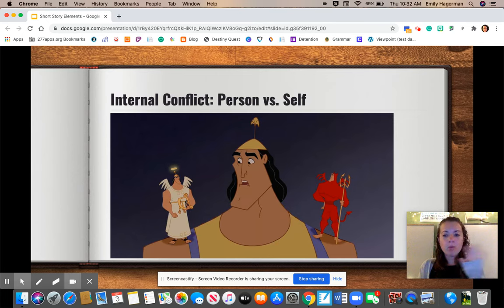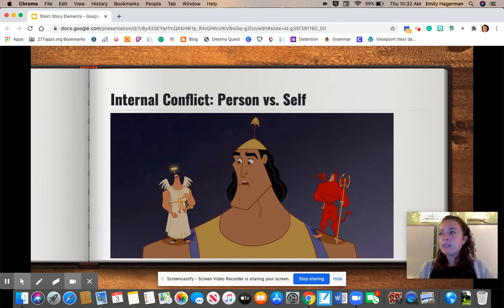Internal, there's only really one category there. That's person versus self. So we're thinking about the angel and the devil on our shoulders. In your head is really where most of the problem is taking place, the conflict. So do I do this? Do I not?